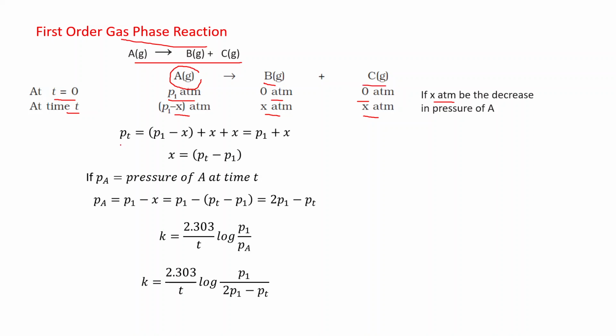Then we can say what the total pressure at time t is. This is the sum of this and this. That's why P1 minus X plus X plus X is equal to P1 plus X.